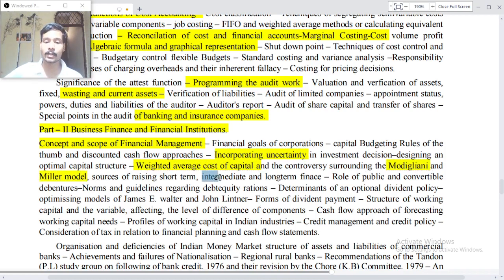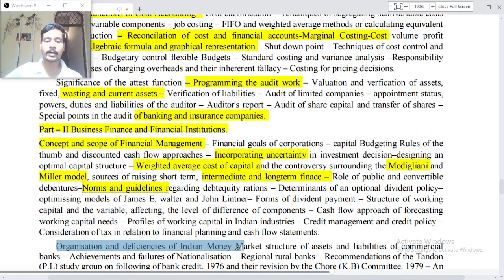Sources of raising short-term, intermediate and long-term finance, role of public and convertible debentures, norms and guidelines regarding debt equity ratios, determinants of an optimal dividend policy, optimizing models of James E. Walter and John Lintner, forms of dividend payment, structure of working capital and the variables affecting the levels of components, cash flow, approaches of forecasting working capital needs, profiles of working capital in Indian industries, credit management and credit policy, consideration of tax in relation to financial planning and cash flow statement.